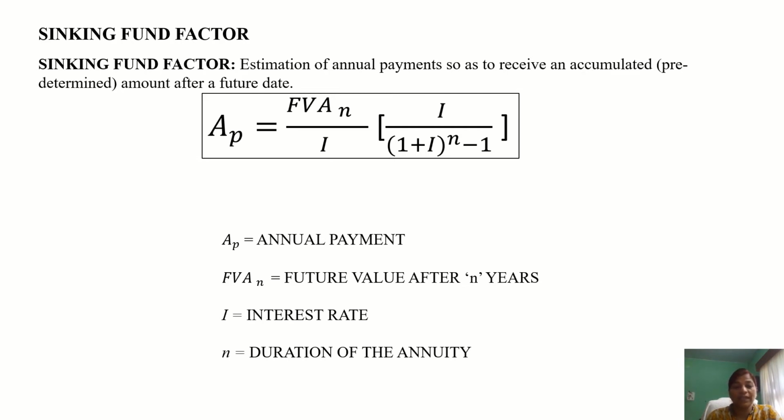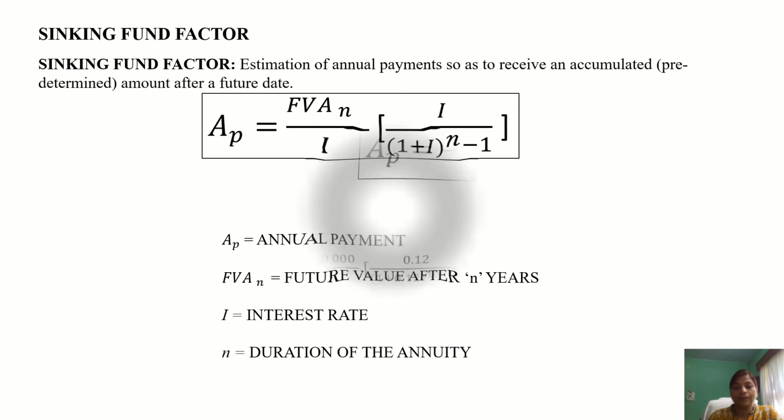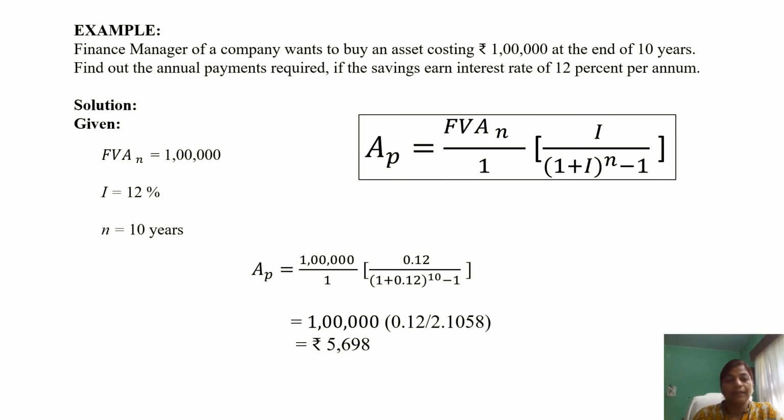So AP is the annual payment, FVAN is the future value after n years, I is the interest rate, and n is the duration of annuity. Example: the financial manager of a company wants to buy an asset costing rupees 1 lakh at the end of 10 years. Find out the annual payments required if the savings earn interest at 12% per annum.